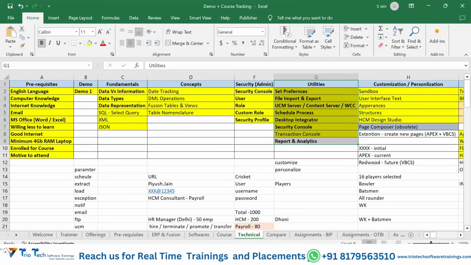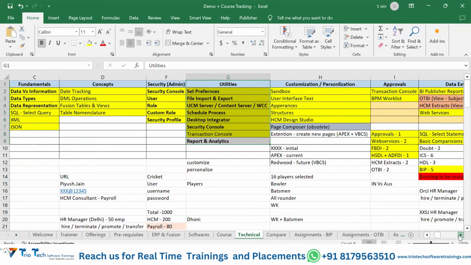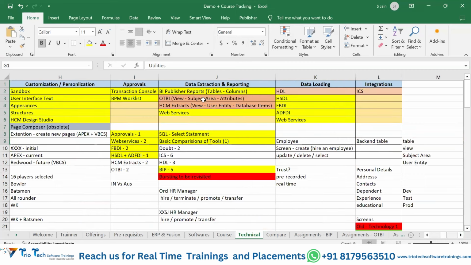Guys, these are the major techniques we are learning as a Fusion technical consultant, working as a data extraction specialist. We will be building the reports through different techniques. We will be loading the data. We will be integrating the tools. These are the three major techniques that we will be learning and focusing on.